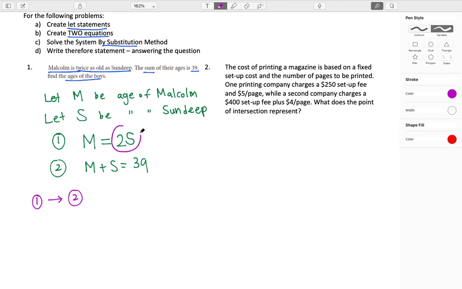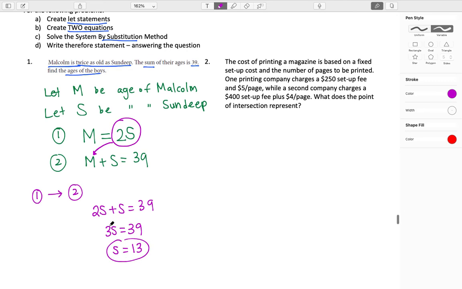M is 2S, I mean. So I'm going to plug in here. Instead of writing M, I'm writing 2S plus S equals 39. We have like terms here, so it's going to be 3S equals 39. Divide both sides by 3. S is equal to 13. So it looks like Sandeep is 13 years old.